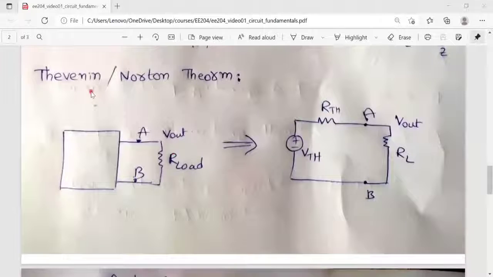And we are going to discuss the Thevenin and Norton theorems. Basically, to find the current through the load resistor R load, if we take this box as a complex network which contains resistances, current sources, voltage sources, or capacitances, anything, we can simply find the voltage across AB. We can simplify this circuit to this, containing VTH, RTH, and RL.